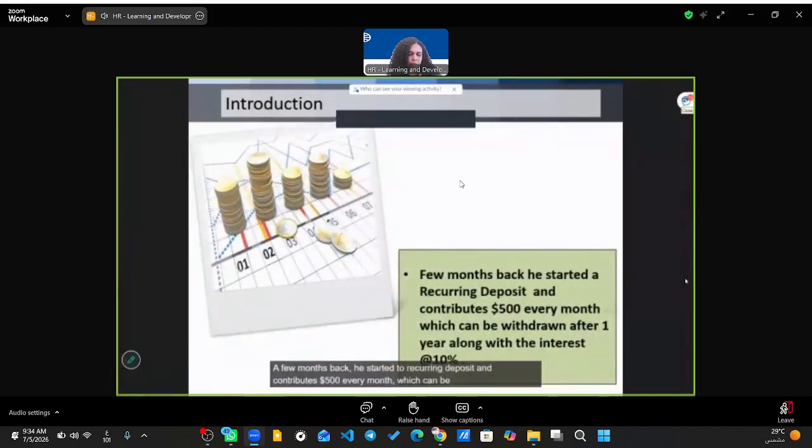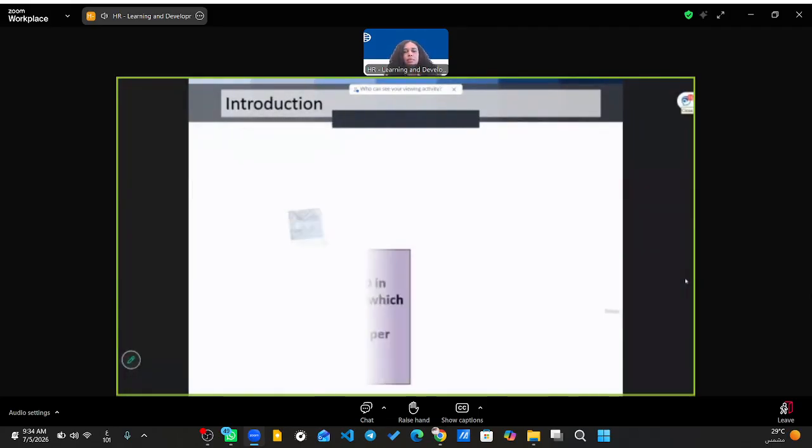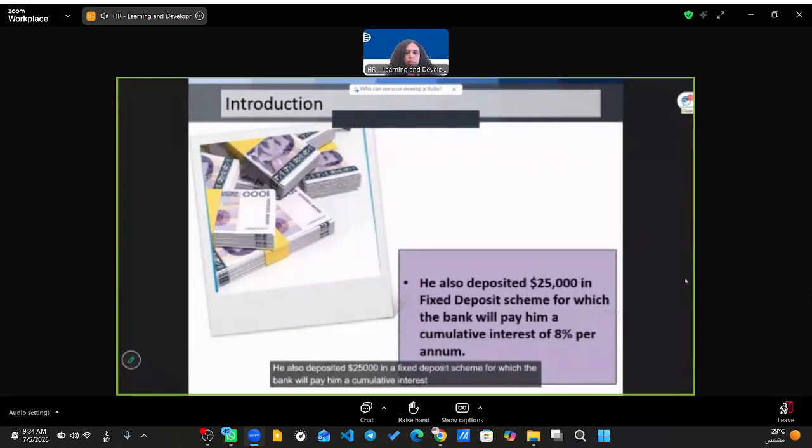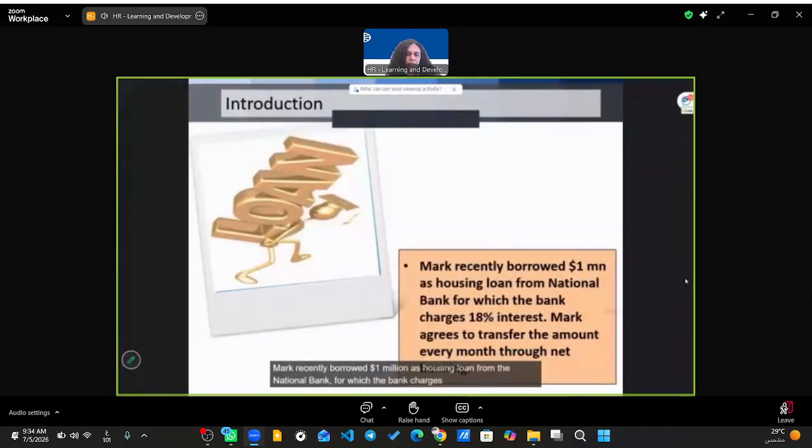A few months back, he started a recurring deposit and contributes $500 every month, which can be withdrawn after 1 year along with the interest at 10%. He also deposited $25,000 in a fixed deposit scheme for which the bank will pay him a cumulative interest of 8% per annum. Mark recently borrowed $1 million as a housing loan from the National Bank, for which the bank charges him 18% interest. Mark agrees to transfer the amount every month through net banking.